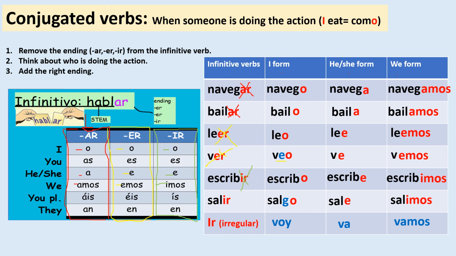Write the endings of the AR, ER, and IR verbs in your book because this table is extremely important, and you're going to use it in year 9, in year 10, etc. So please write it down if you don't have it with you in your book.